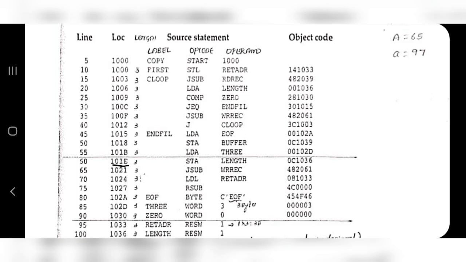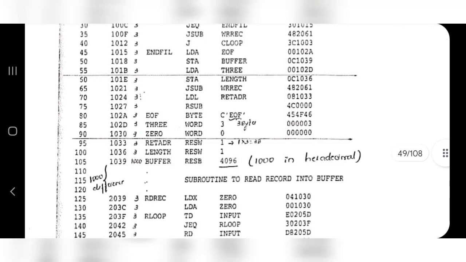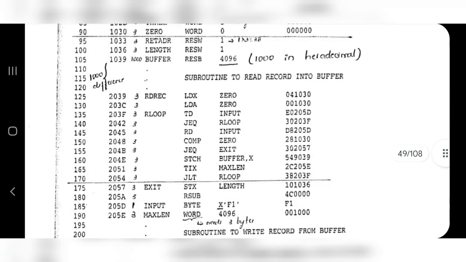The starting address is 101E, and the length you will calculate: the ending location minus the starting location gives you the total length. After that you will write the total length, the starting address, and the object codes separated by carets. That's how you will write the second record, third record, fourth record, and so on.